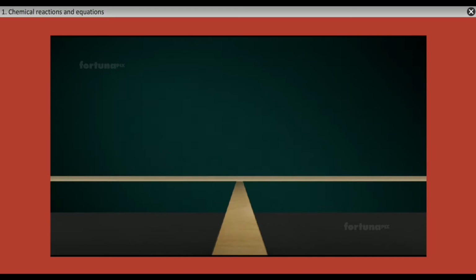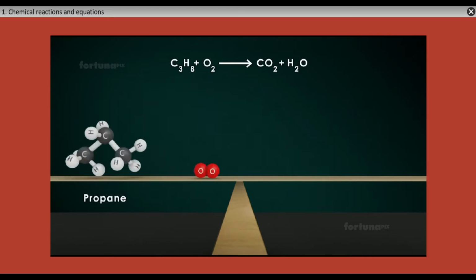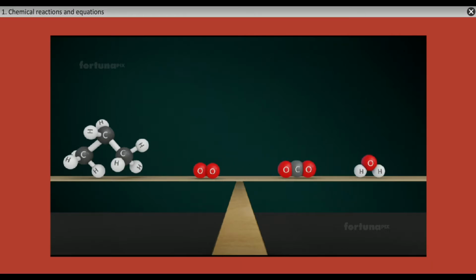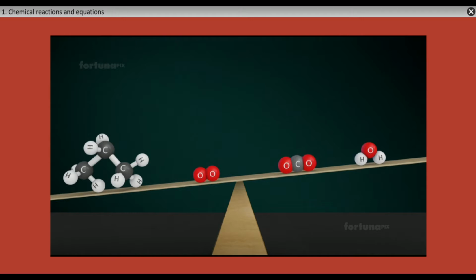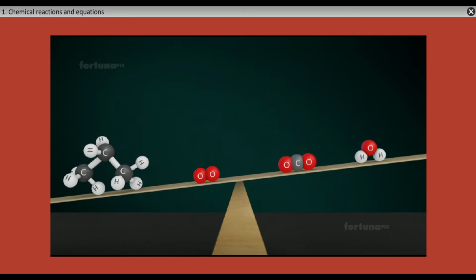Let's balance a simple equation showing the combustion of propane as it yields carbon dioxide and water. Begin by balancing the number of atoms in the most complicated substance. In this case, it is propane.